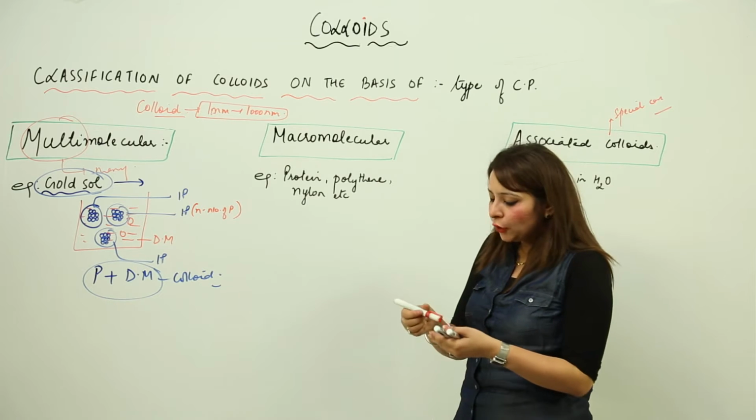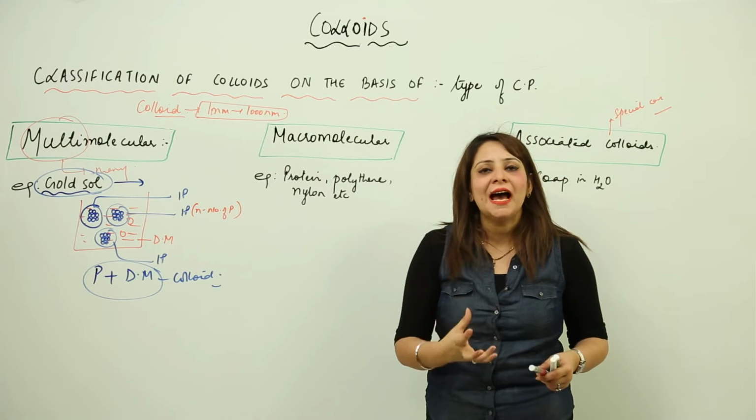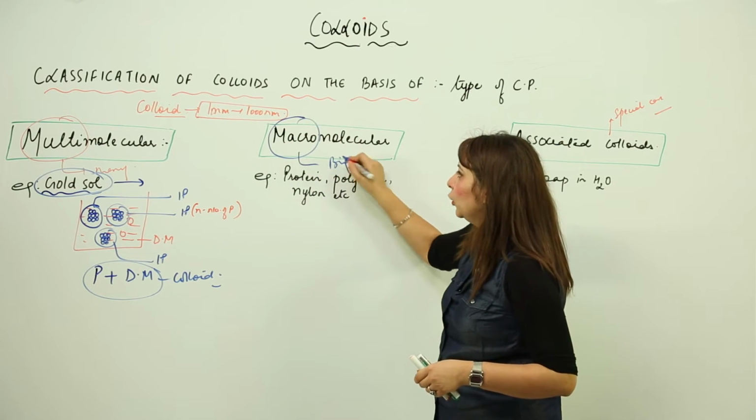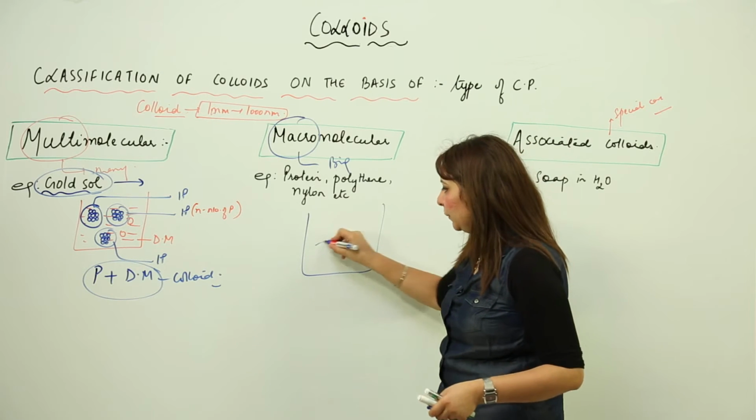Now in macromolecular, what happens? In macromolecular, the molecule size is big. What do we mean by macro? That means big. So in this what we get to see, I will make a figure first.